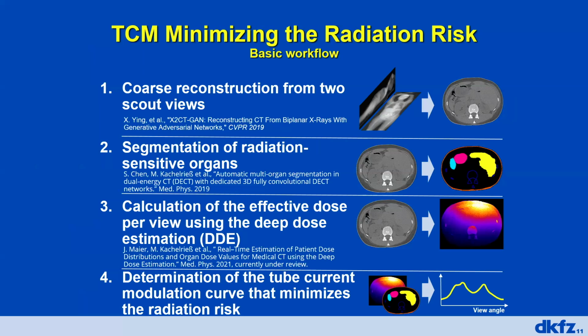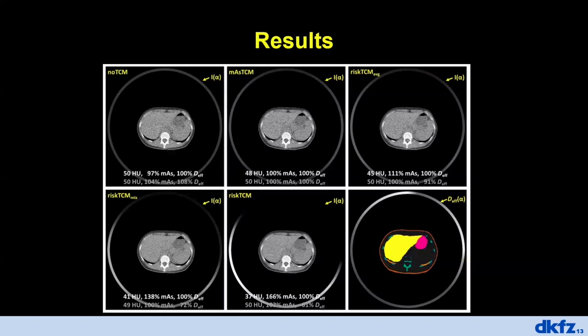Because the time between topogram and actual acquisition should not be too long, this dose estimation needs to be rather quick. The question is, does it work? And this slide shows an example. Middle top is the standard or state-of-the-art MAS TCM that is available at every clinical CT scanner.